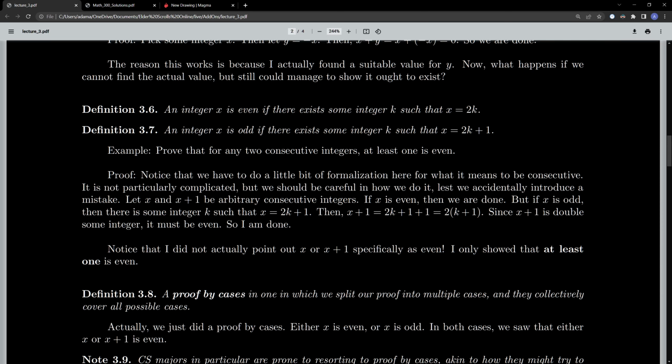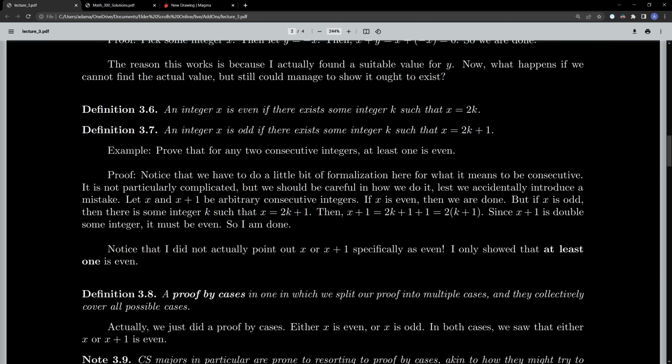Here's the formal definition. An integer x is even if there exists some integer k such that x is equal to 2 times k. So this should be a very natural definition. And for an odd number, you could choose to say a number is odd if it's not even, but instead we define it like this. It's odd if there exists some integer k such that x is 2k plus 1. Or it could have been 2k minus 1. It doesn't really matter.